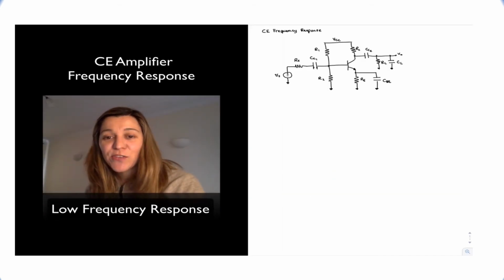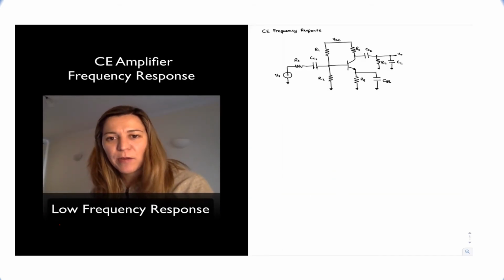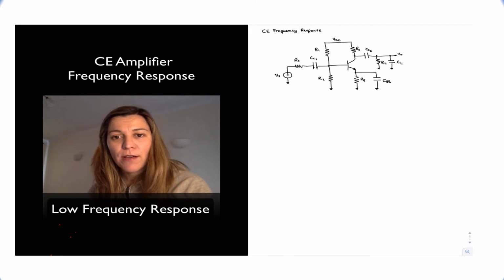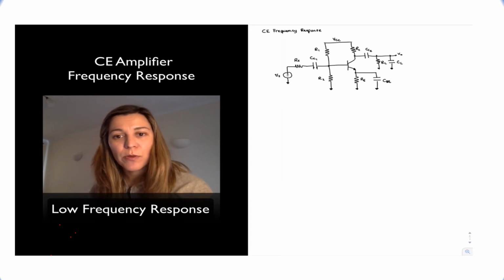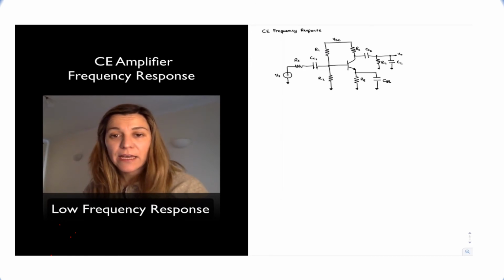Hello. In this video, we are going to put some of the low frequency response and high frequency response calculations for transistor amplifiers in context by applying them to an actual amplifier, in this case a common emitter amplifier. I haven't entered any values, but we're going to be coming up with expressions for the low cutoff frequency and the high cutoff frequency.